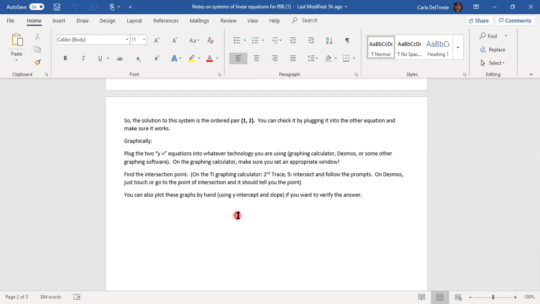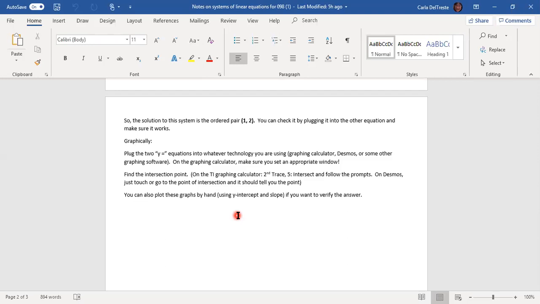Then once you have them plugged in to whatever you're going to be using, you simply find the intersection point. You know how to do that on the graphing calculator, because I did that on the last video. So that's second trace, and then choose number 5 and follow the prompt. On Desmos, really all you have to do is click on that point where they intersect, and it's going to give you the answer. So there's really no other steps involved.